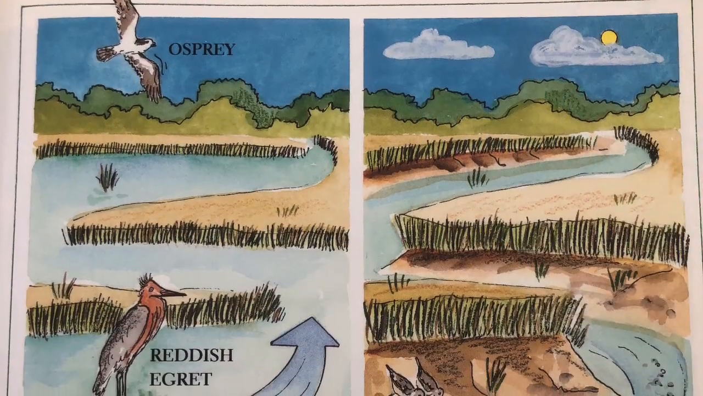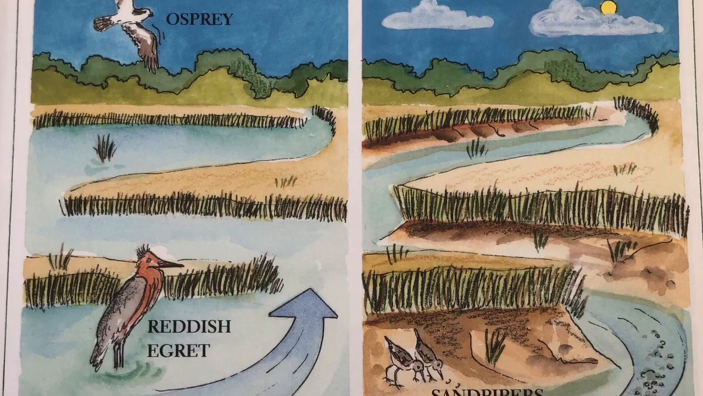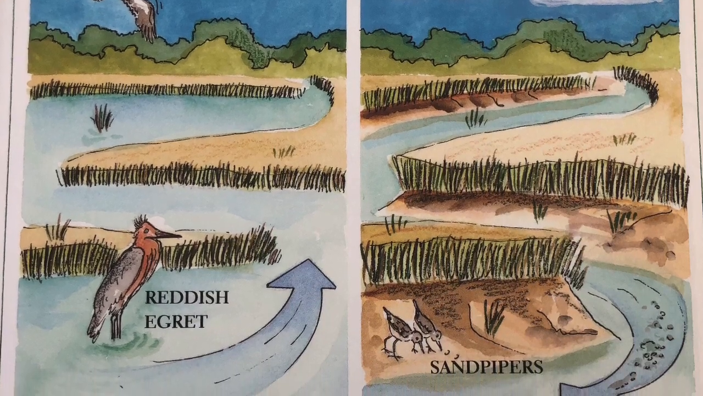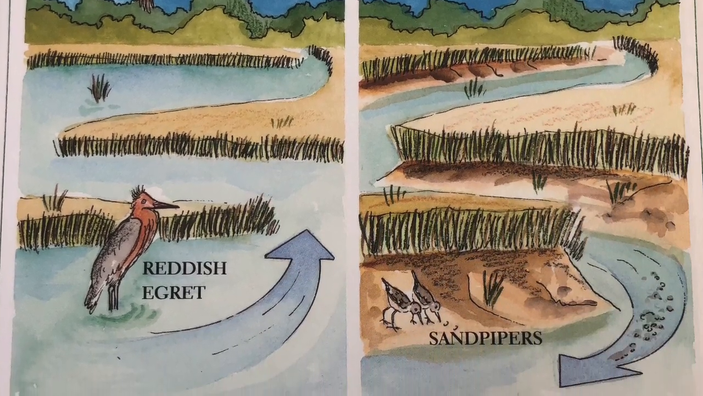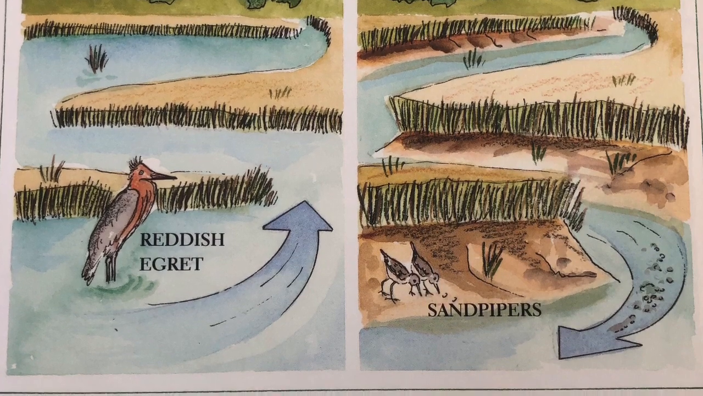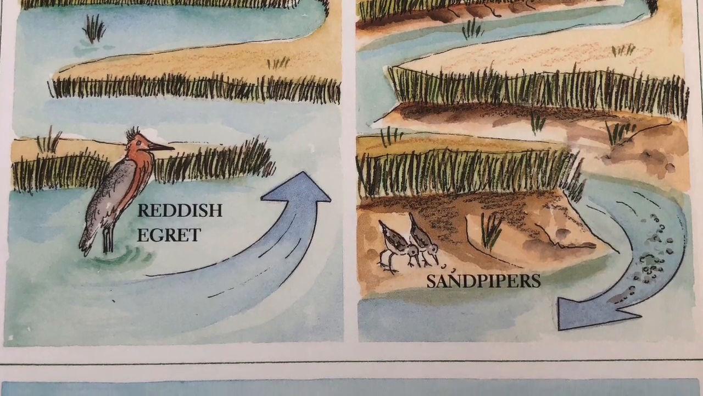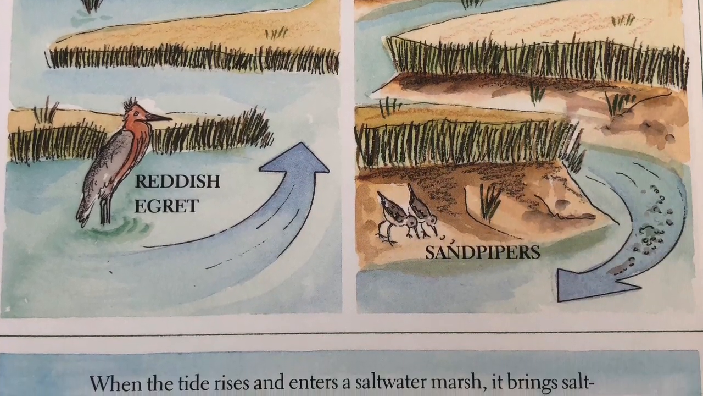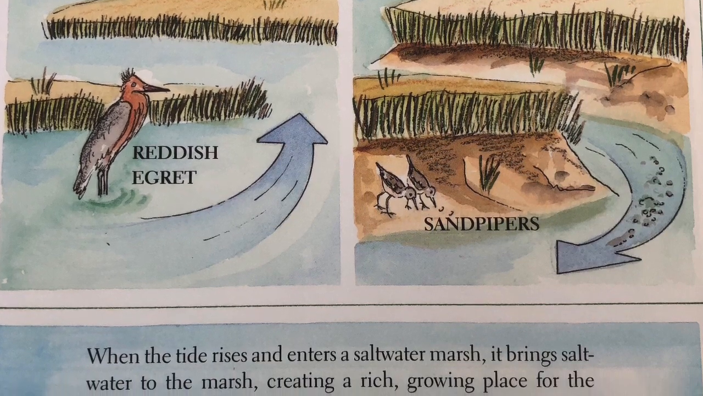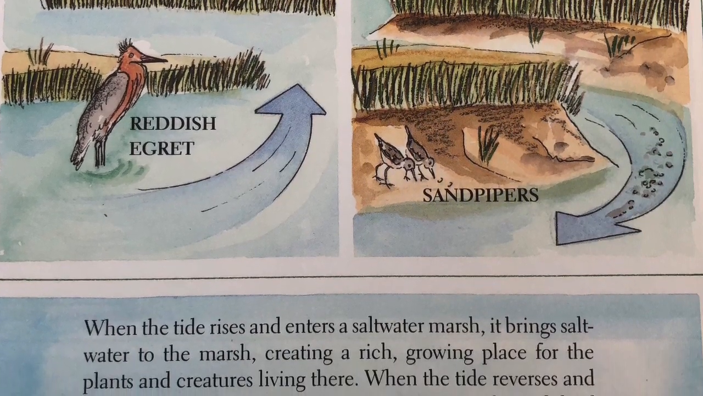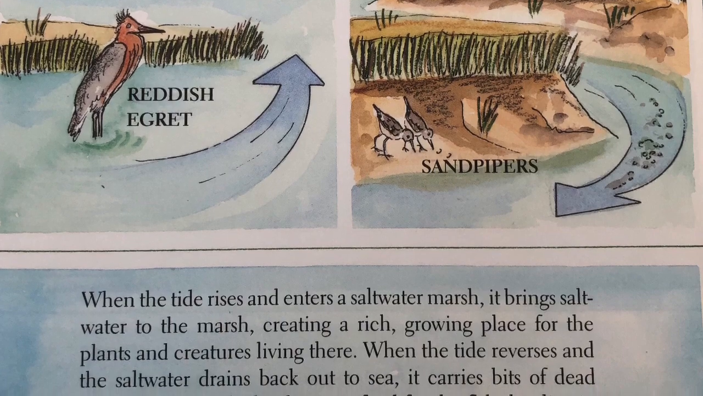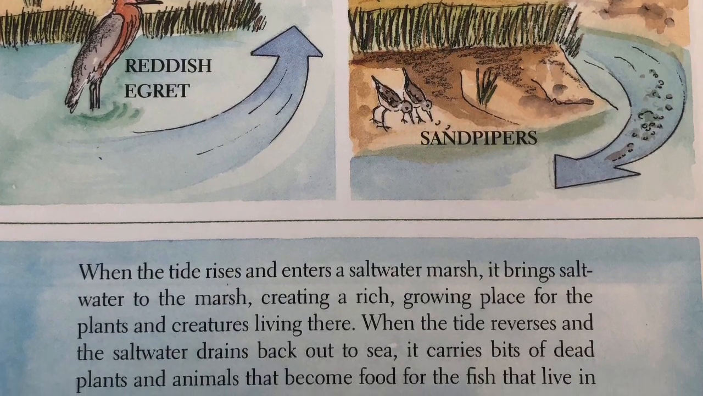When the tide rises and enters a saltwater marsh, it brings salt water to the marsh, creating a rich, growing place for the plants and creatures living there. When the tide reverses and the salt water drains back out to sea, it carries bits of dead plants and animals that become food for the fish that live in the ocean.